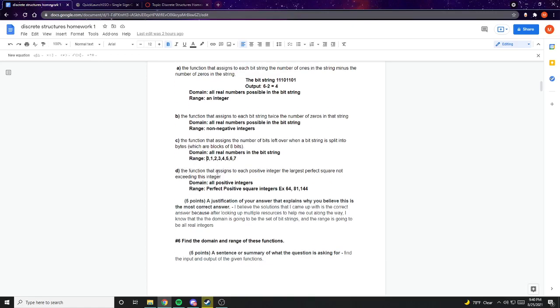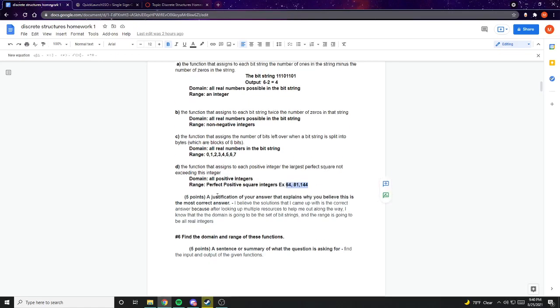So D says the function that assigns to each positive integer the largest perfect square not exceeding this integer. So the domain would be all positive integers, and then the range, since this was talking about perfect squares, I think is going to be the perfect square integers, like 64, 81, 144, because 64 is 8 squared, 81 is 9 squared, 144 is 12 squared. It could also be 4, 9, because 3 squared, and so on.